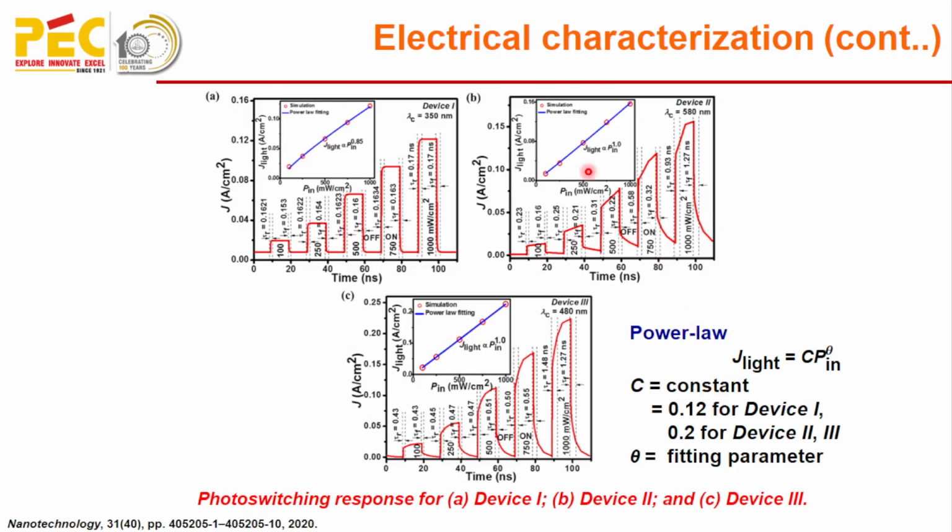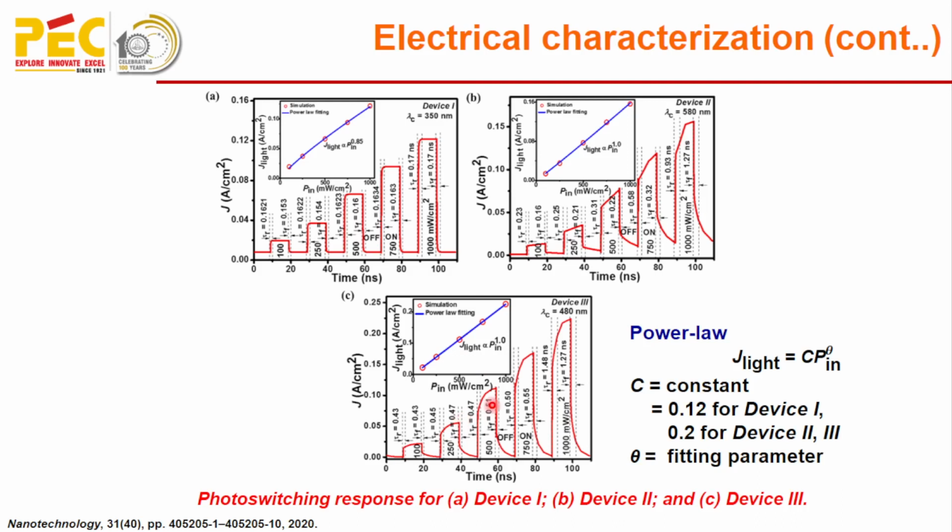In order to determine the photo switching and photo detection speed of the photodetectors, the photo switching response was recorded. The light was switched on and off for 10 nanoseconds, and we recorded the photocurrent density. It was clear from figure A that device 1 shows sharp and rapid photo switching, whereas device 2 and device 3 show persistent photo switching with a slow exponential decay of the current density under the illumination and dark conditions.